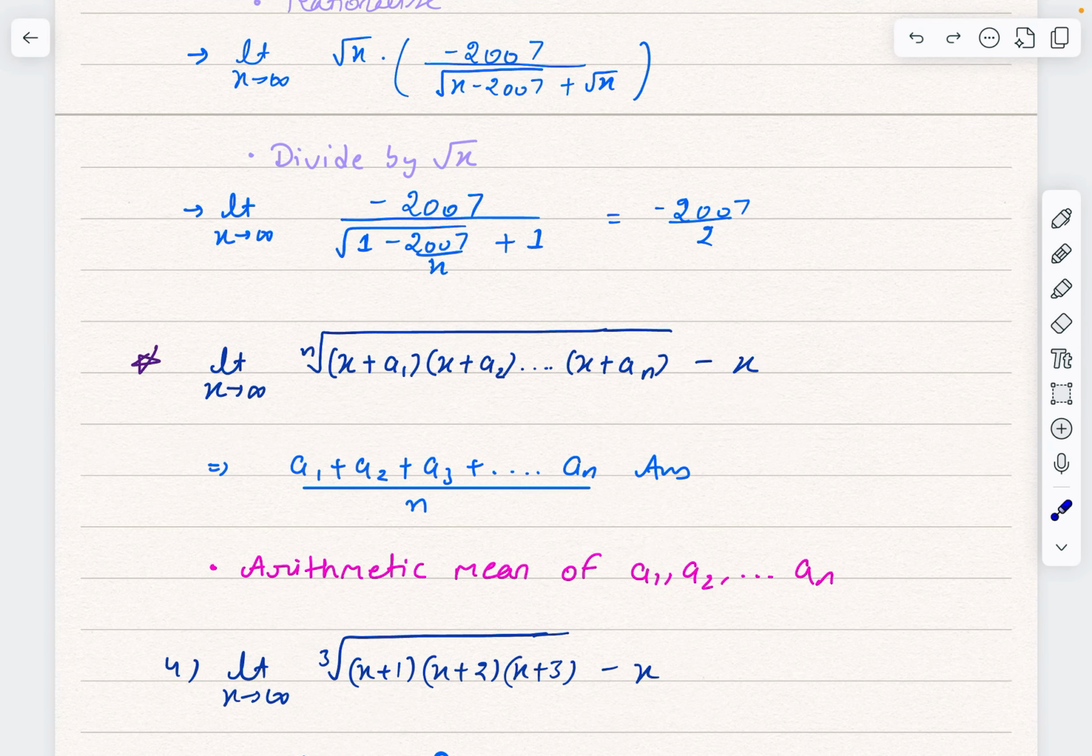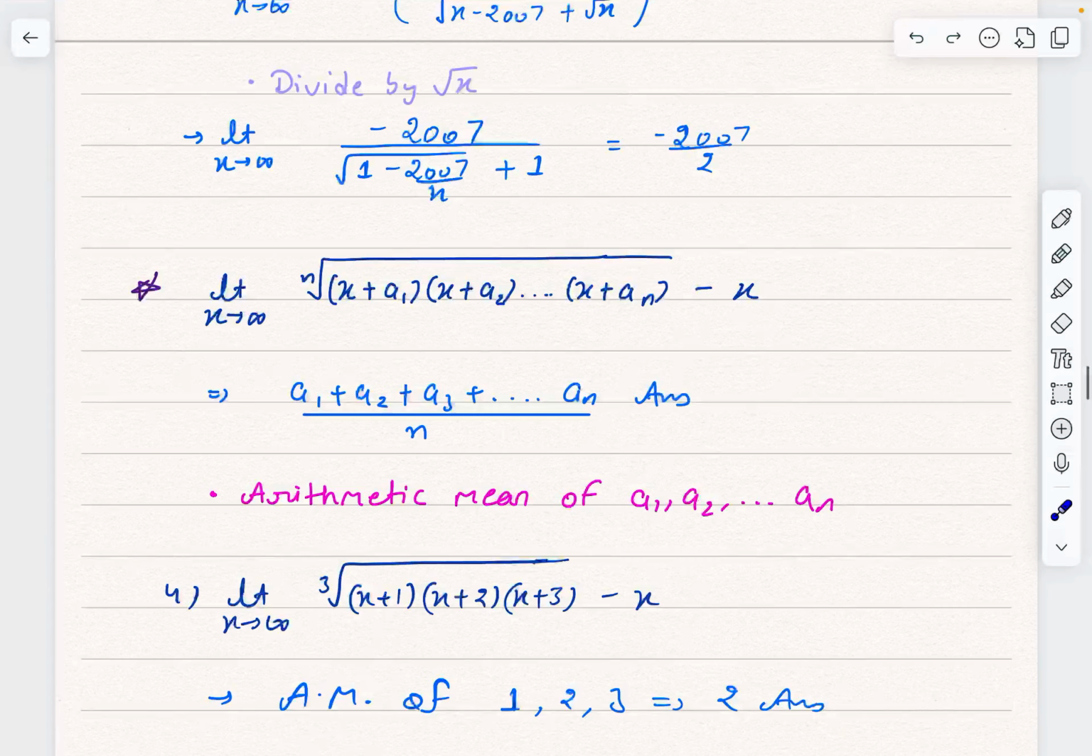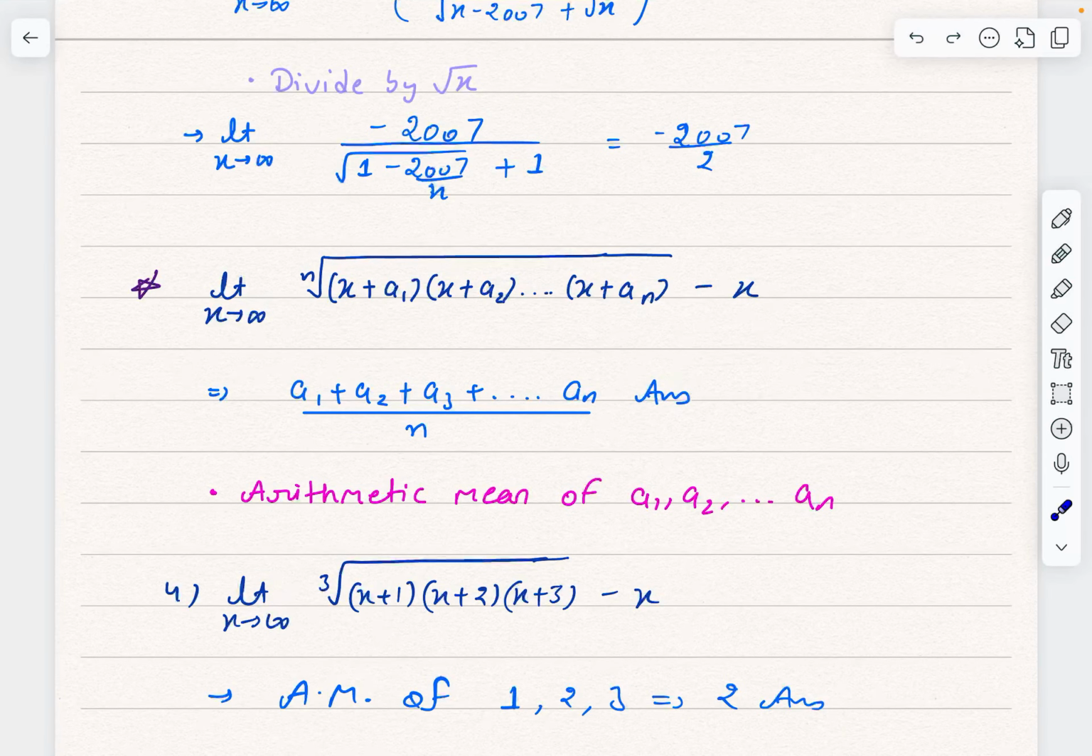You see the problem, fourth one: limit x tends to infinity, cube root of (x plus 1)(x plus 2)(x plus 3) minus x. So what will be the answer here? The answer for this problem will just be the arithmetic mean of 1, 2, 3, which is just 2. So (1 plus 2 plus 3) divided by 3 will just be 2. Okay, guys, you can use this directly for this kind of problem. Like I told you, the proof we'll discuss later.